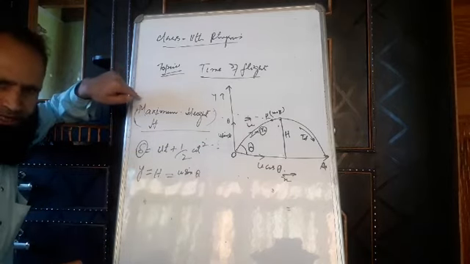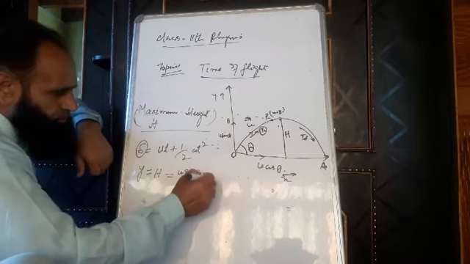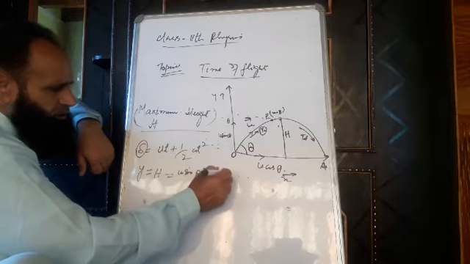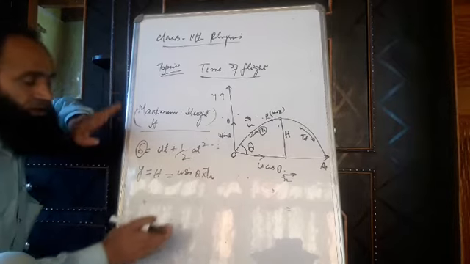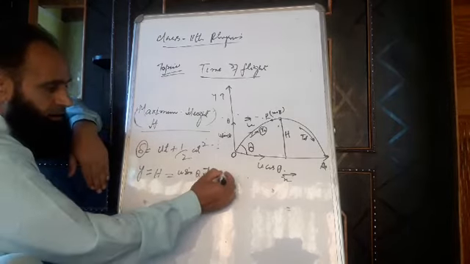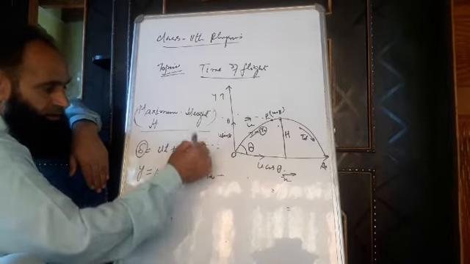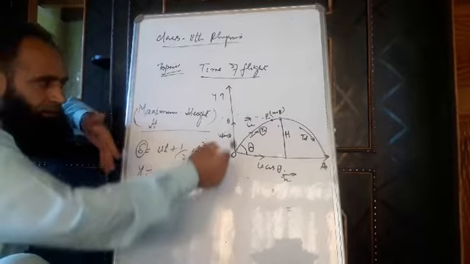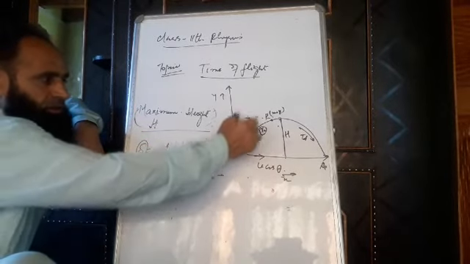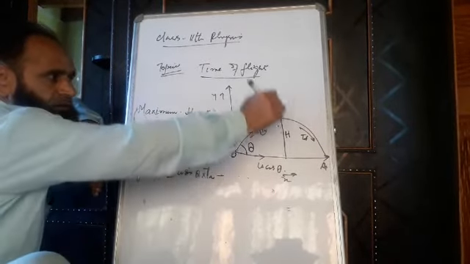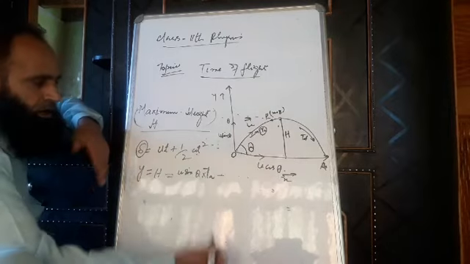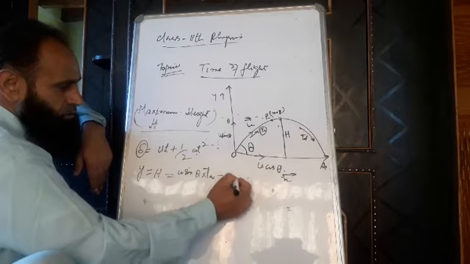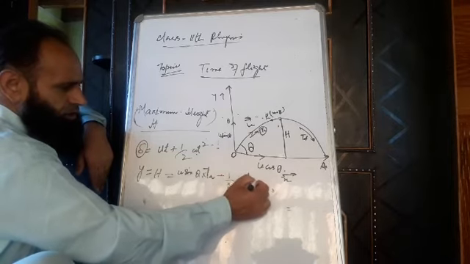That t was 2u sine theta divided by g. We can take u t plus 1 half... here it is not plus, it is minus, because the acceleration due to gravity is attracting towards the earth. That means it is in the opposite direction of the projectile. The projectile direction is upwards, and acceleration due to gravity is downwards. So we can take minus 1 half g t square.